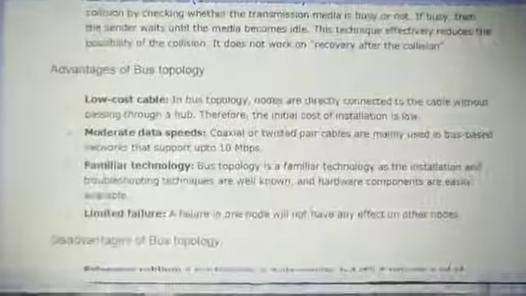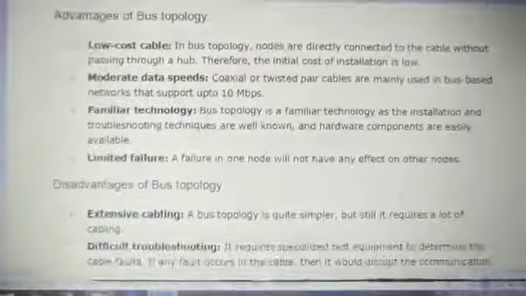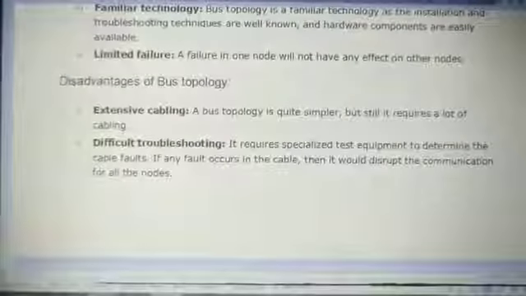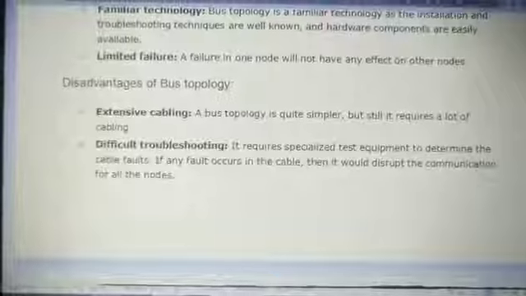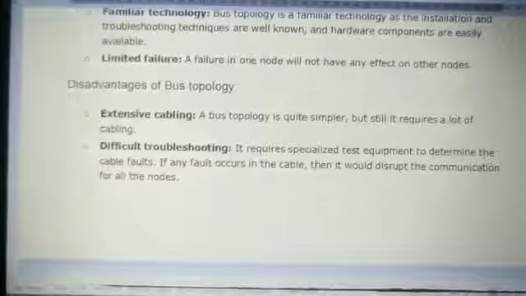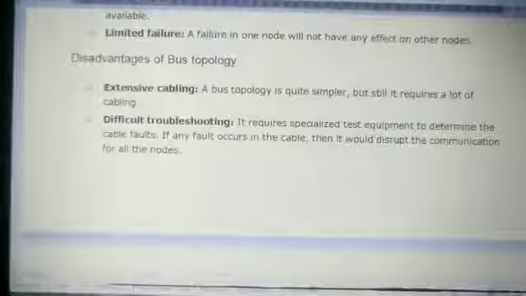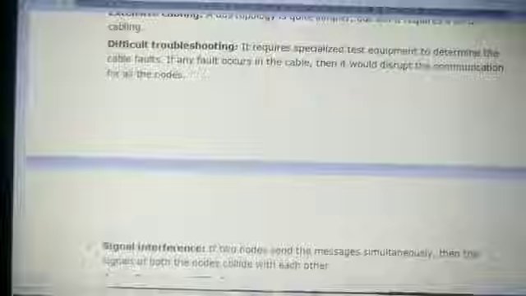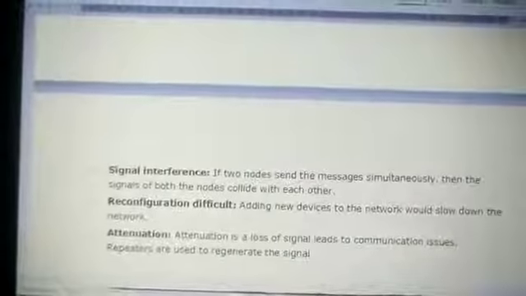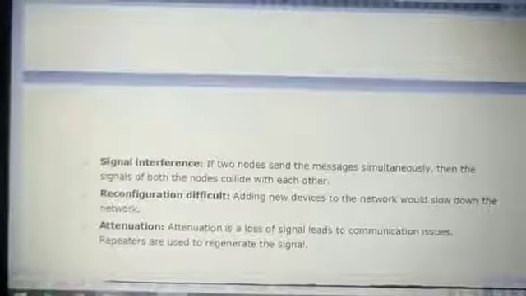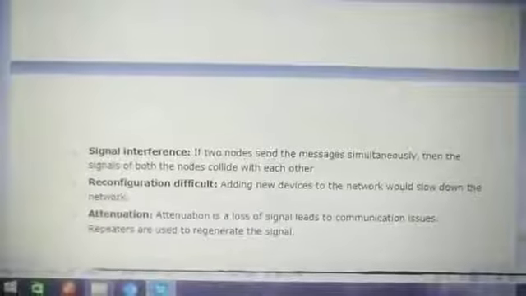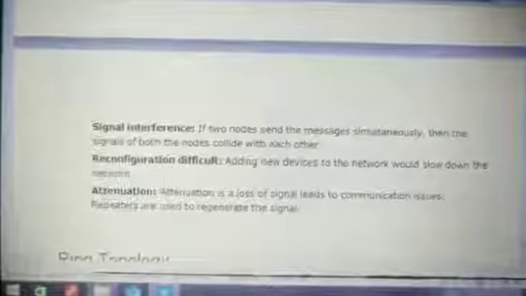Next we will find out what are the disadvantages of the bus topology. The disadvantage is extensive cabling. It is actually quite simple, but still it requires a lot of cabling. Difficult troubleshooting and special equipment to determine the cable fault, because it depends upon the cable only, so we have to find out where the fault occurred. Single interface: if two nodes want to send a message simultaneously, then the signals of both nodes collide with each other. That is a drawback. So both of the nodes cannot transmit at the same time.